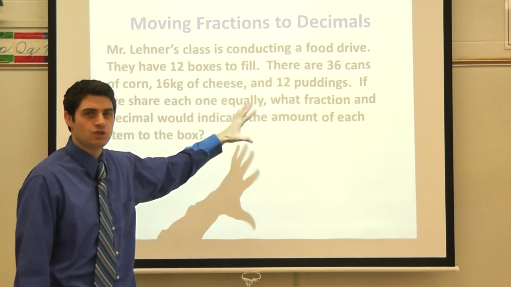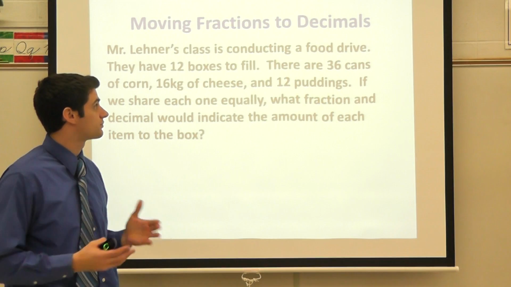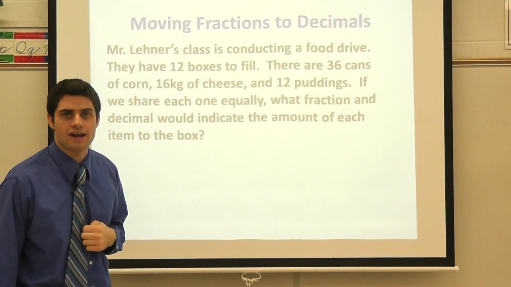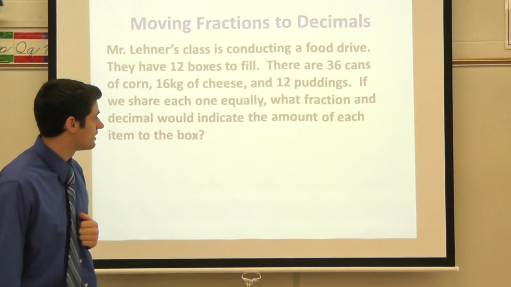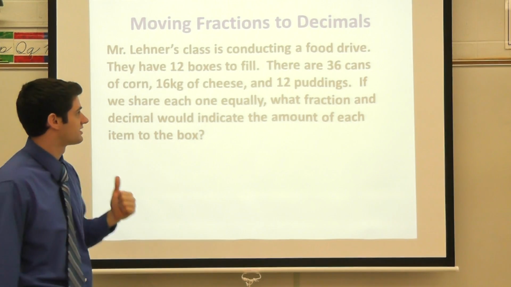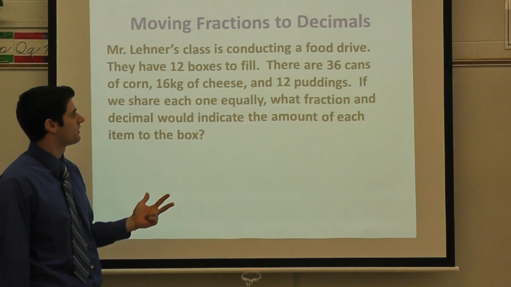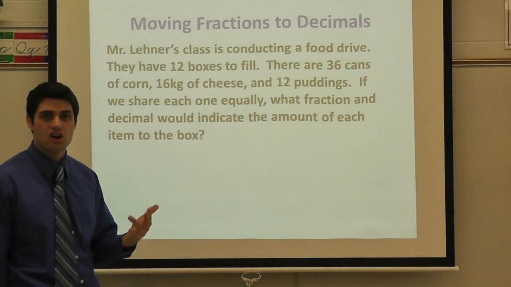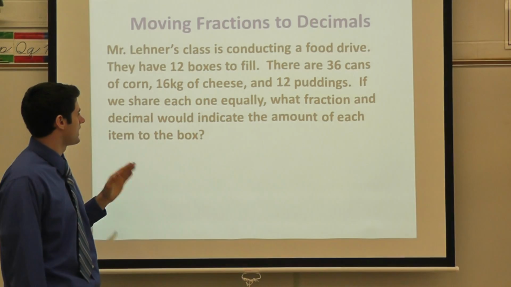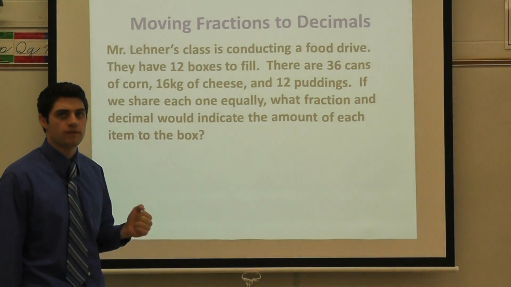Alright, the first thing I like to do when looking at word problems is to analyze what I know in this problem. Mr. Lehner's class is conducting a food drive. That's good, great, and grand and all, but that's not really important information. We have 12 boxes to fill. That's the first thing I need to know. There's 12 boxes we're going to fill. 36 cans of corn, 16 kilograms of cheese, and 12 puddings. Also important information to learn. If we share each one equally, what fraction and decimal would each amount be put into each one of the boxes?